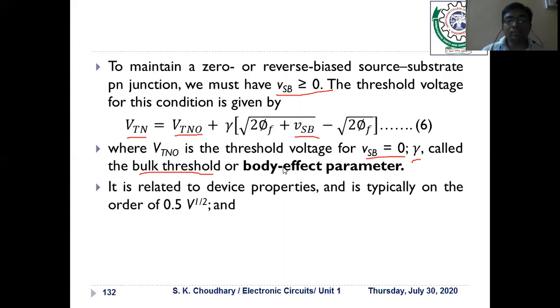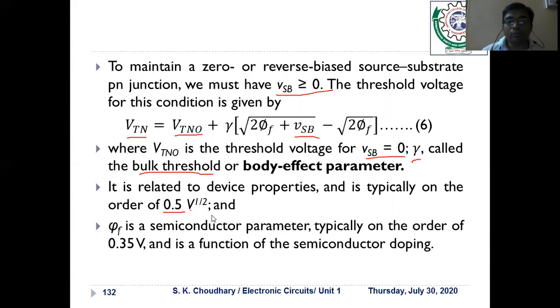Gamma is related to the device properties, and typically its value is 0.5 volt to the power 1 by 2, because it is a square root term. And what is phi f? Phi f is a semiconductor parameter.